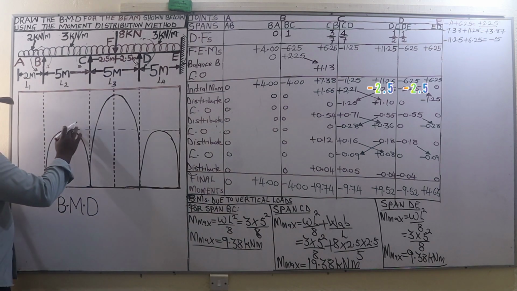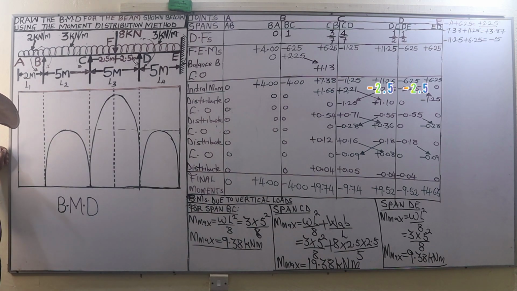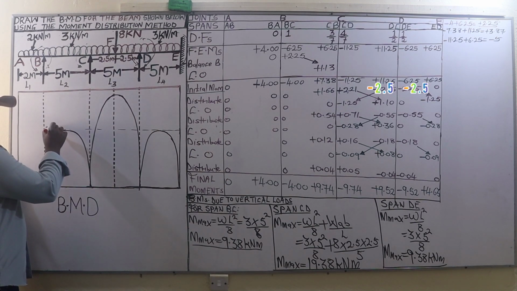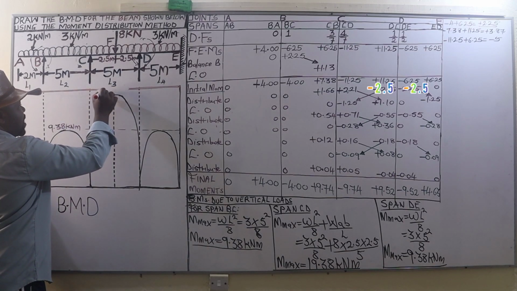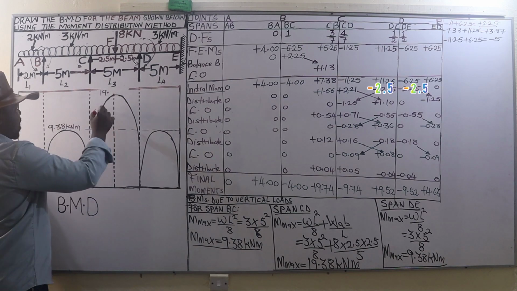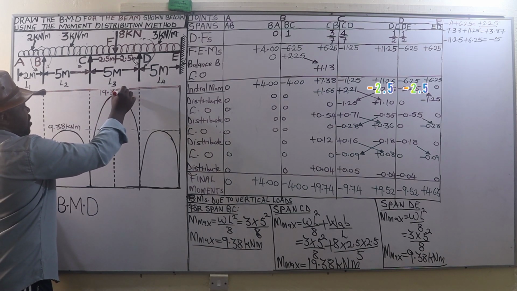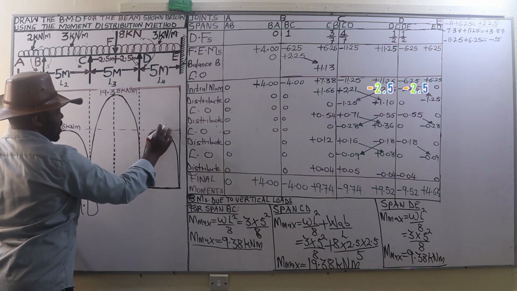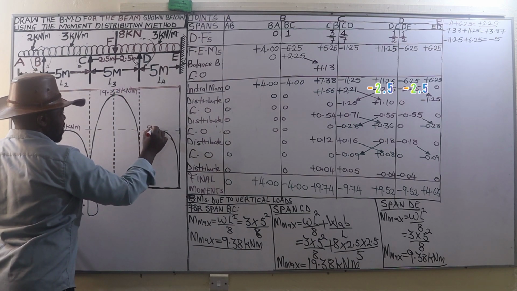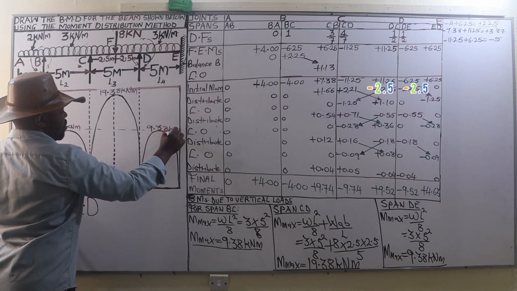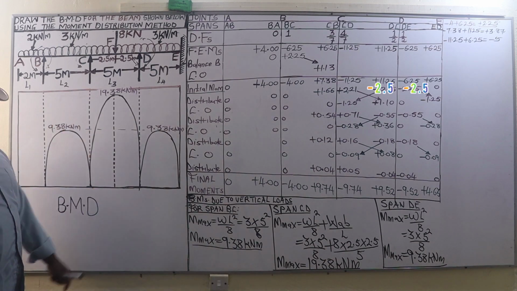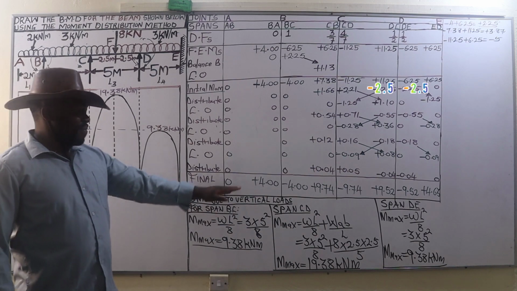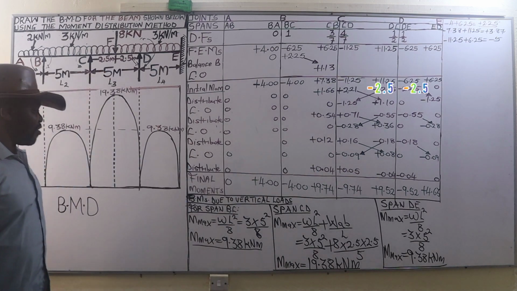So I'm now going to write the value of each bending moment. We have 9.38 here, so 9.38 kilonewtons meter. This one is 19.38 kilonewtons meter, and this one is 9.38 kilonewtons meter. Then after plotting the bending moments due to vertical loads, we are now going to plot the bending moment due to supports, due to support moments.